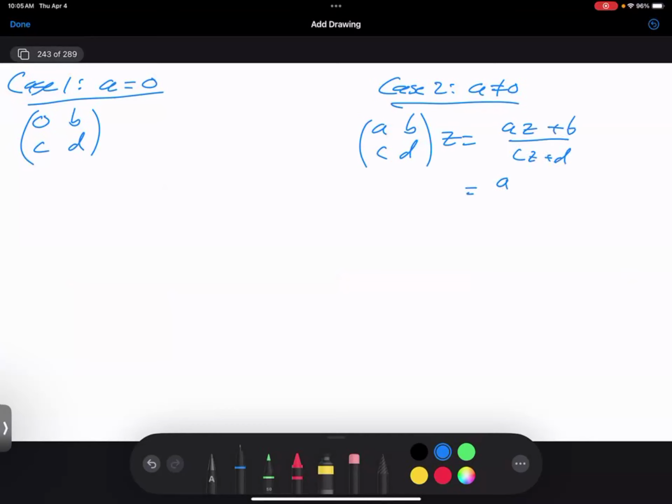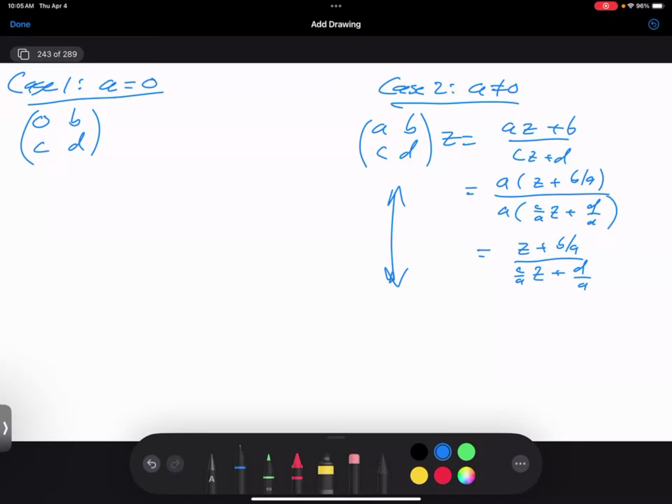But because A is not 0, I can pull it out. And I can pull it out from the denominator, and I'll get (C/A)Z + D/A. And the numerator will be Z + B/A. What can I do to the 2 A's? I can cancel. So this is the same as (Z + B/A) divided by ((C/A)Z + D/A). So really, this is the same as studying matrices of the form (1 B/A; C/A D/A).